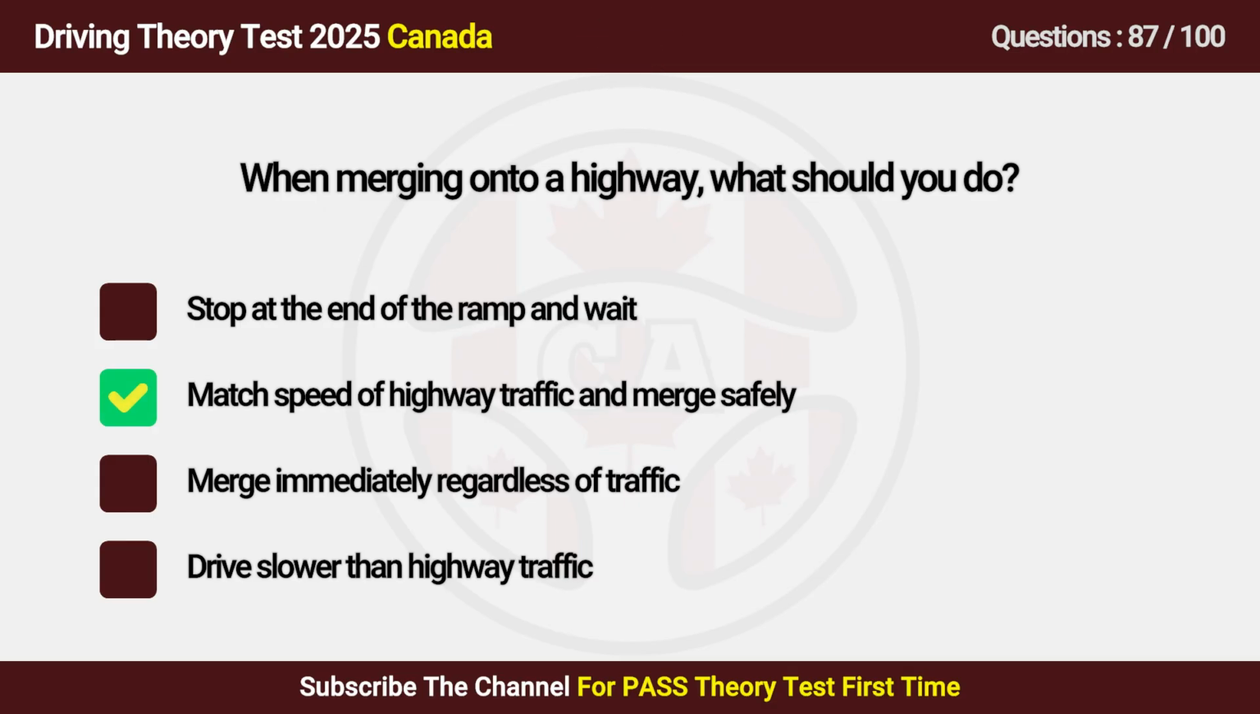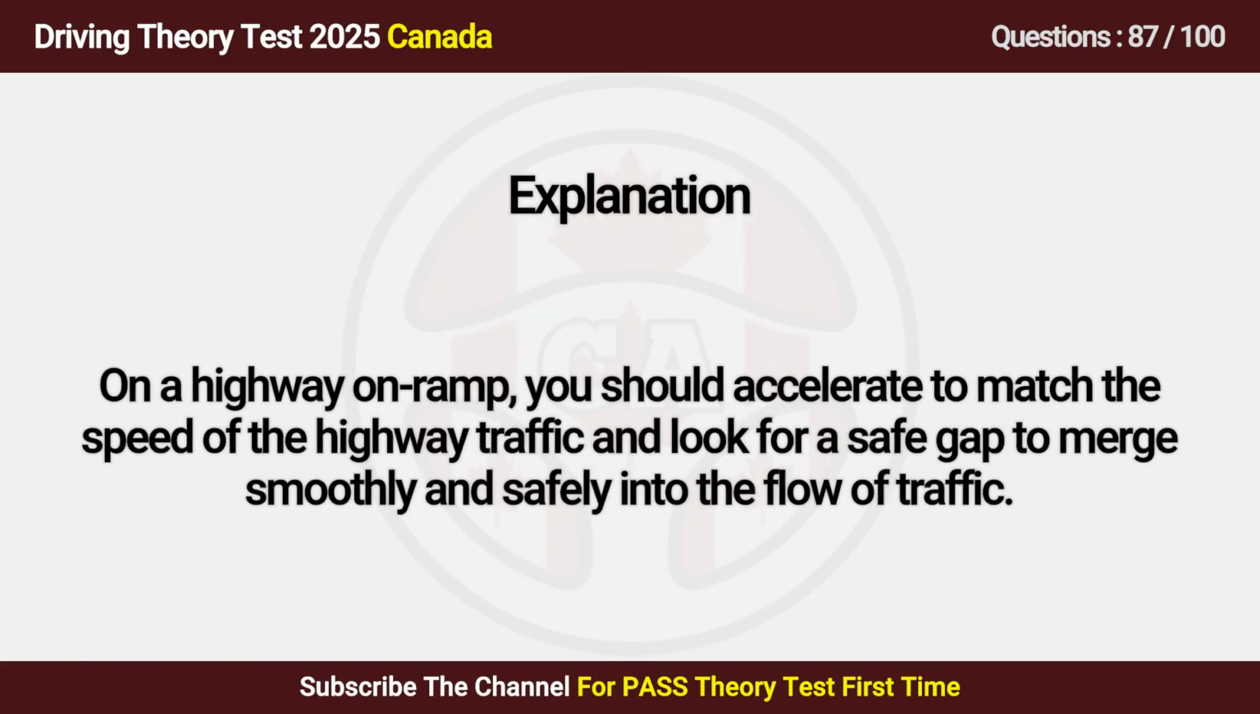Answers is B. Match speed of highway traffic and merge safely. On a highway on-ramp, you should accelerate to match the speed of the highway traffic and look for a safe gap to merge smoothly and safely into the flow of traffic.